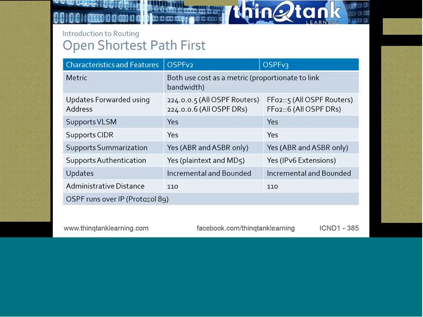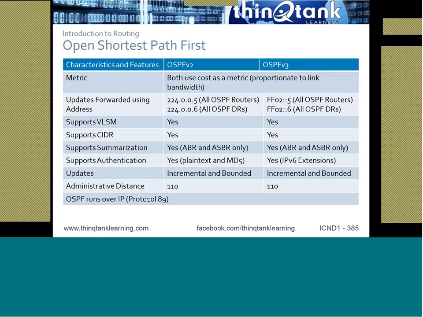They both support authentication. In OSPF version 2, which is for IPv4, we'll do plain text as well as MD5 authentication. In OSPF version 3, we use IPv6 extensions for our authentication process. The administrative distance is 110 for both, and OSPF runs directly over IP protocol 89. That is both IPv6 and IPv4, protocol 89.